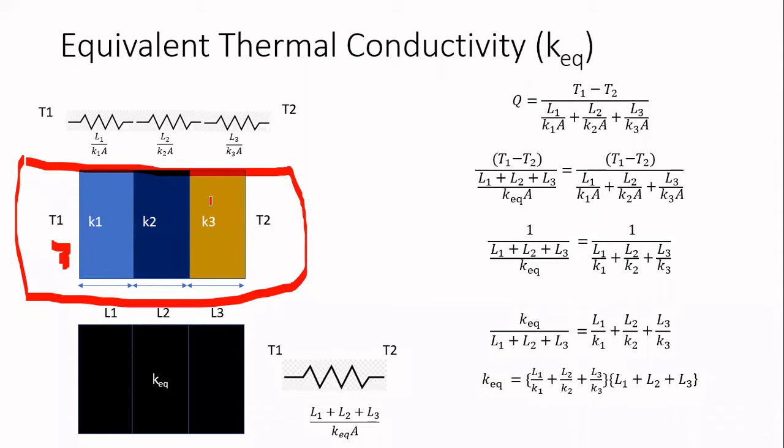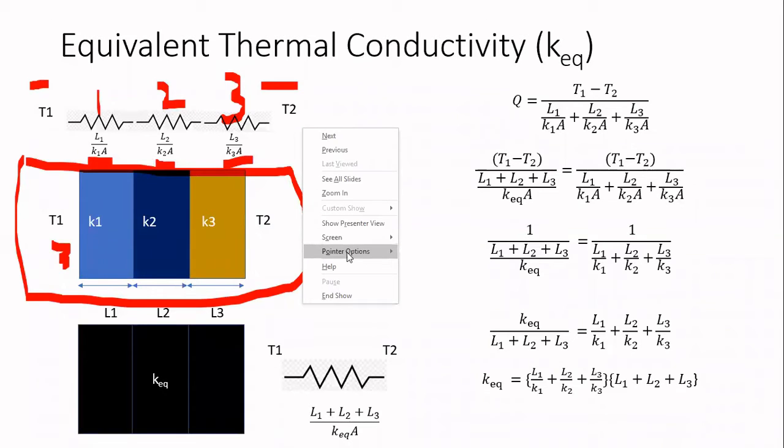So to find the rate of heat transfer, we will draw the electrical system. In between T1 and T2, we are going to get three different resistances: first resistance, second resistance, and the third resistance. The value for the first resistance will be equal to L1 by K1A. Similarly, the second one is L2 by K2A, and the third one is L3 by K3A.